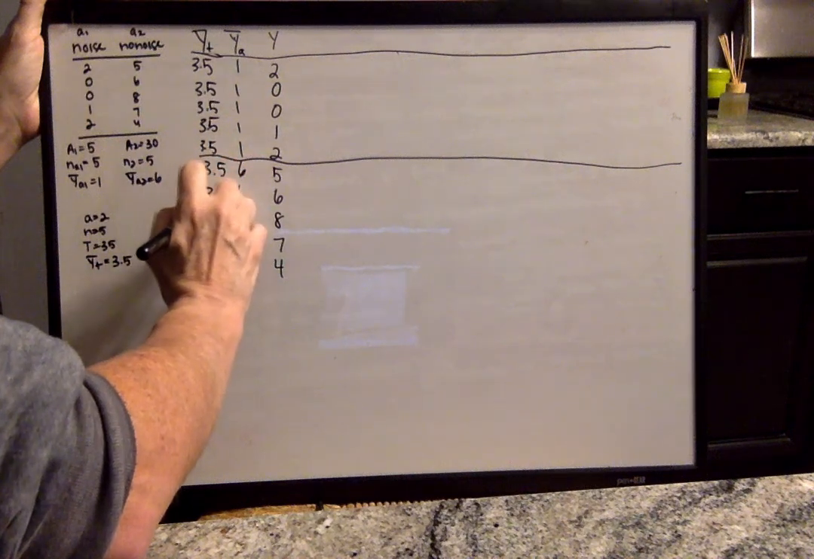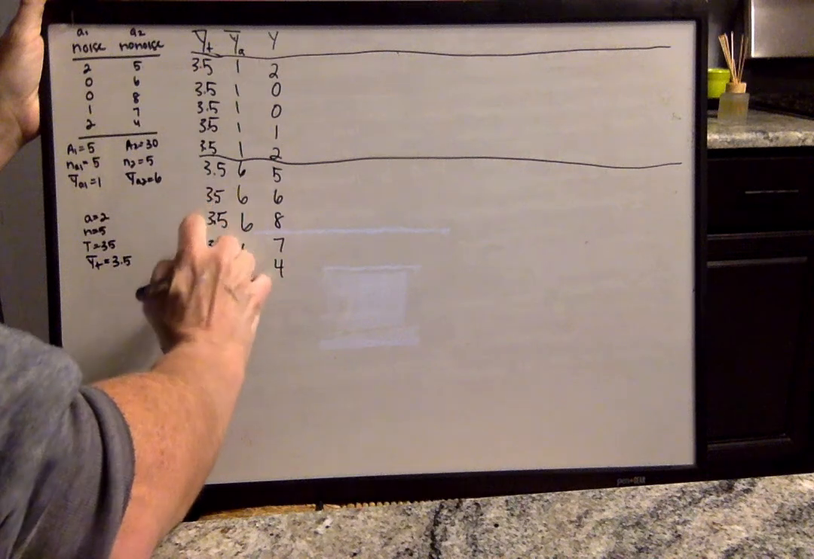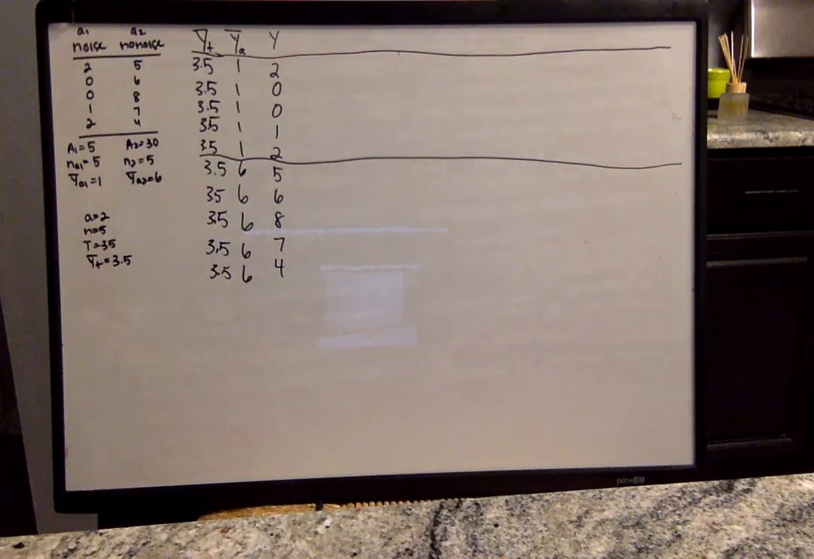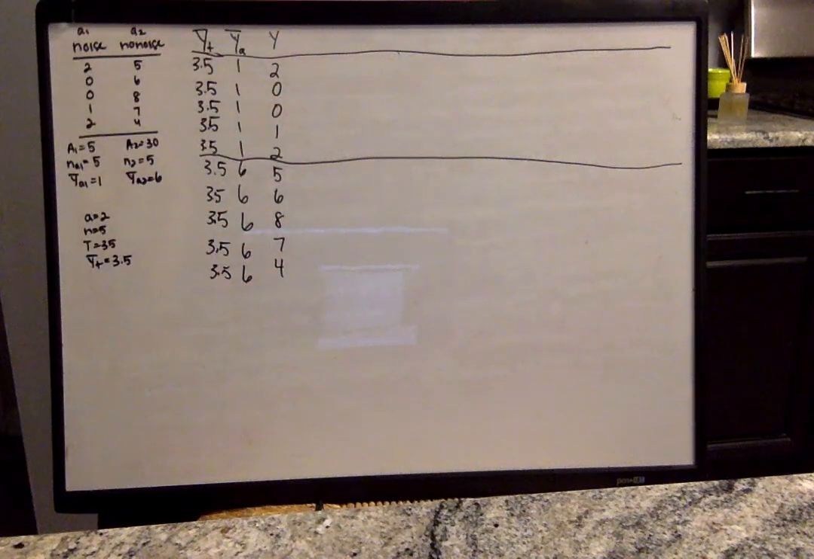3.5, 3.5. Okay, so we haven't really done anything magical. We've actually done no math. At this point, all we've done is take data from here and align it in these first 3 columns of this data set.